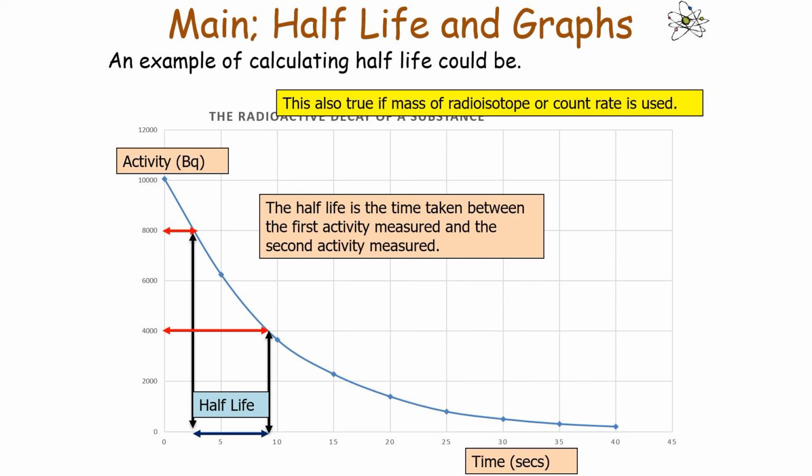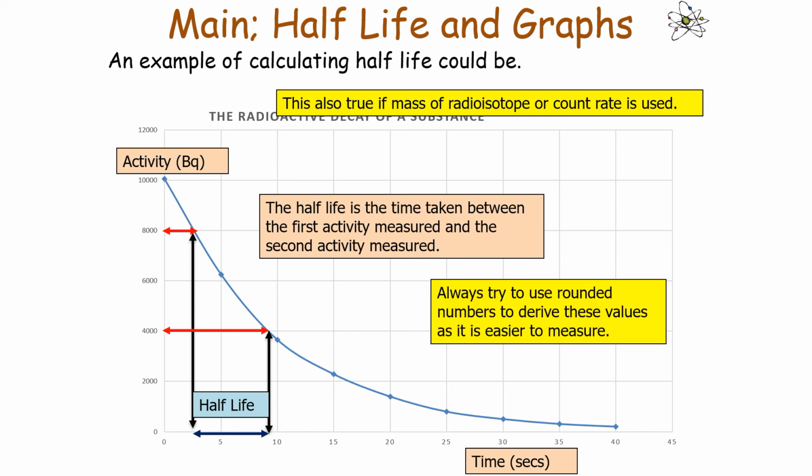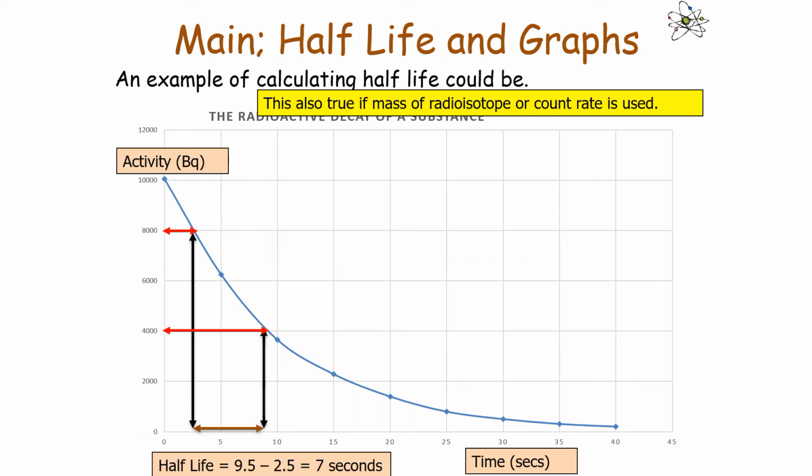Now again, you can do this for the mass of a radioactive isotope, the count rate, or the activity. Now always try to use rounded numbers, as it's easier to derive these values because it's easier to measure. Now let's have a look at an example. So in this case, 8,000 going down, we work out to be 2.5 on the scale. 4,000 going across and down, we work out to be 9.5 on this particular scale. So 9.5 minus 2.5 equals 7 seconds. So our half-life is 7 seconds.